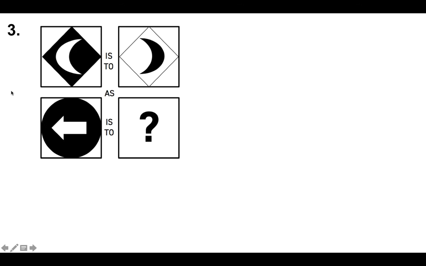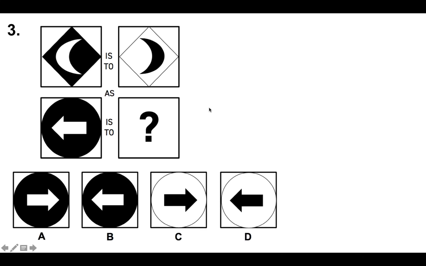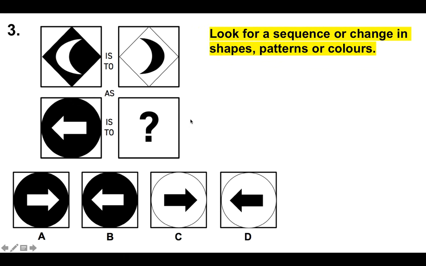This is a different kind of abstract reasoning test question. We can see here that we've got 4 squares, and it says in the top left that that shape is to the one on the right as that shape is to what? We have to work out what goes there. There are the answer options, A, B, C or D. So how do we calculate this? Again, we need to simply look for sequences or changes in the shapes, patterns or even the colours.